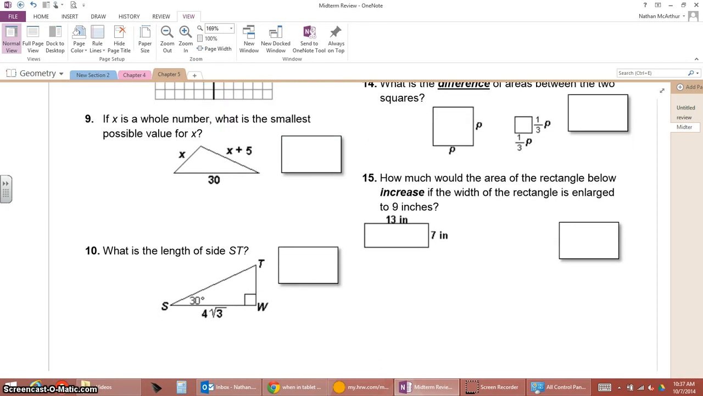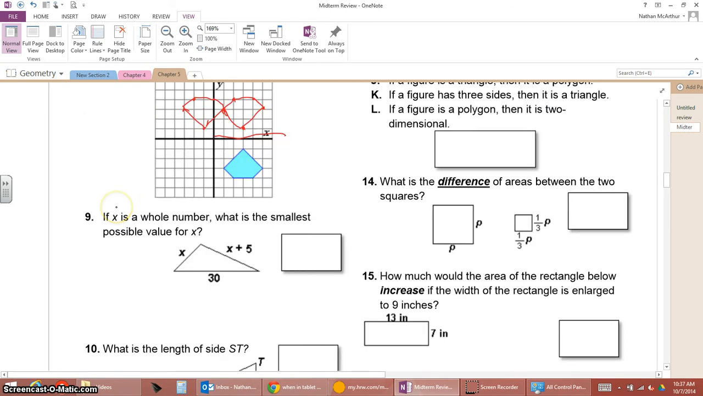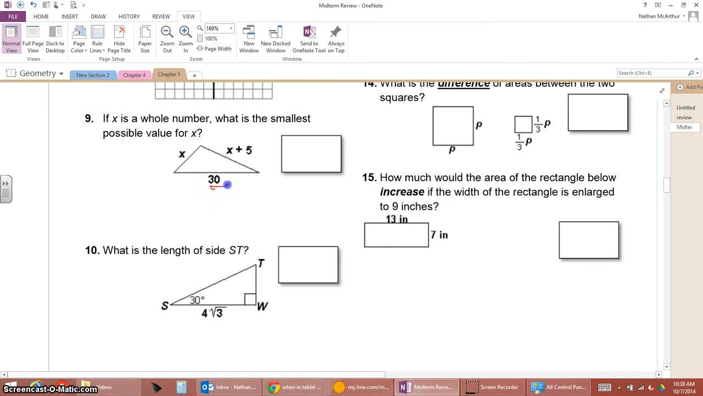So if x is a whole number, what is the smallest possible value for x? All right, so that means that we have to have x. Let's see, we do the longest side. Oh, geez. We do the 2 sides we're looking at. All right, so I've got 30, x plus 5, and x. And we know that x plus 5 has to equal 30.